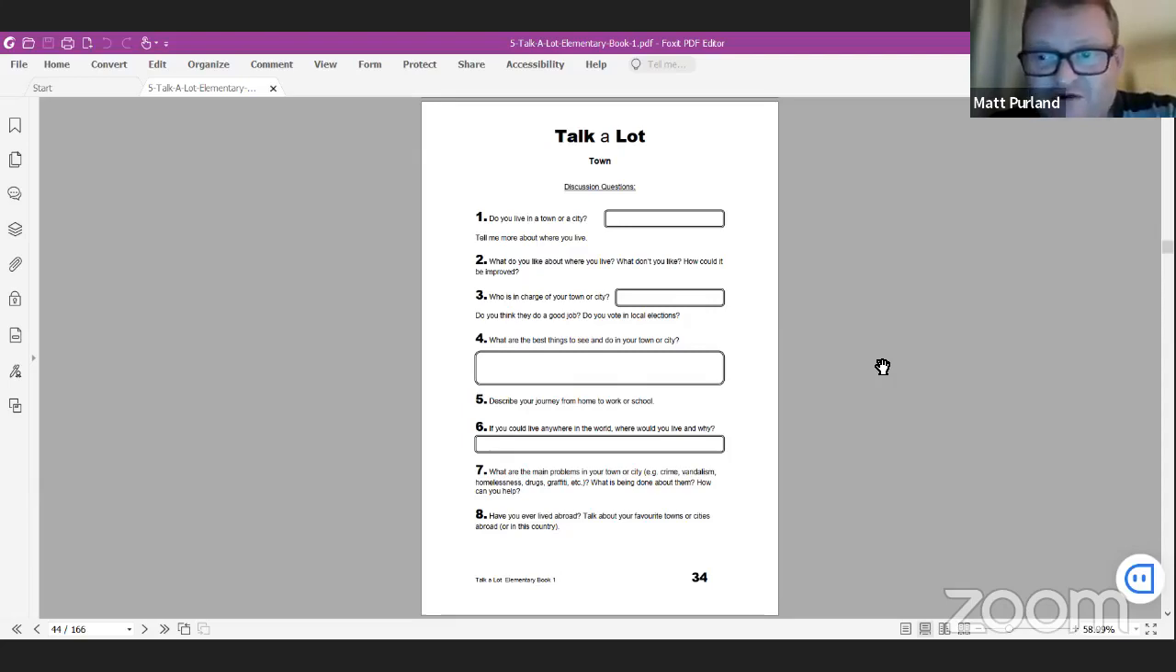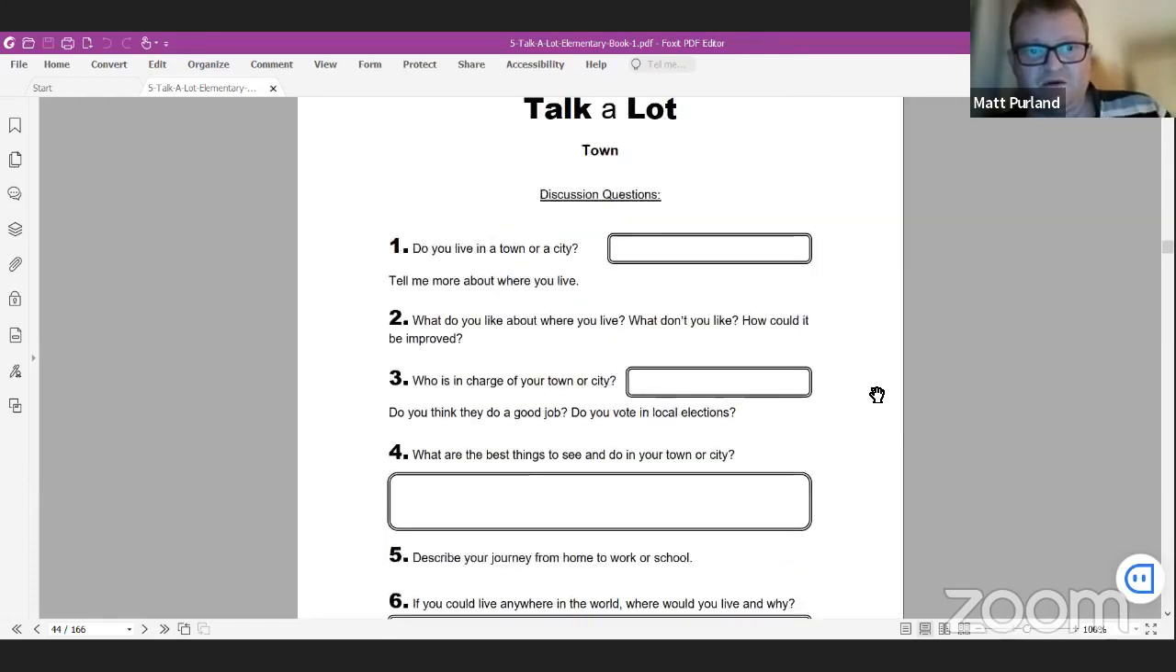But then we come to discussion questions. Hand out, photocopy it, give it to your students. No, eco-friendly. You could show it on the screen, write it on the board, ask your students to write it on the board, ask the students to write their own questions on the board about town. Let's get them doing the work. Do you live in a town or a city? Tell me more about where you live. Well, I live in blah, blah, blah.